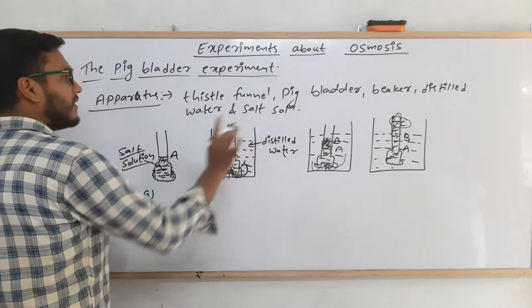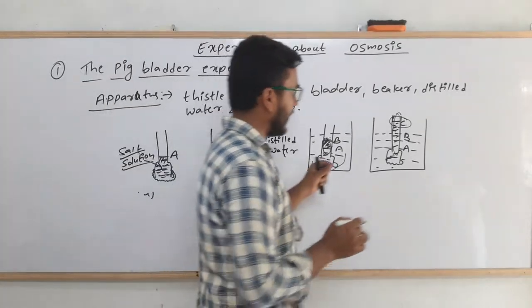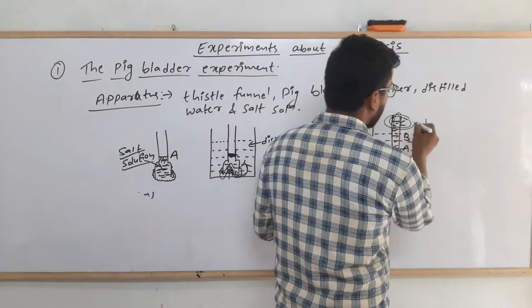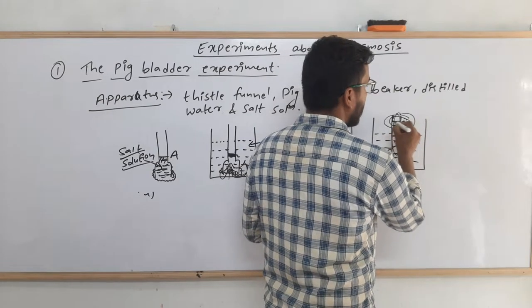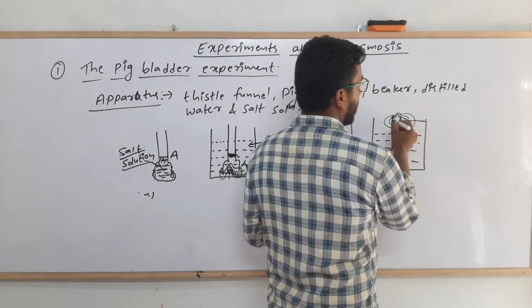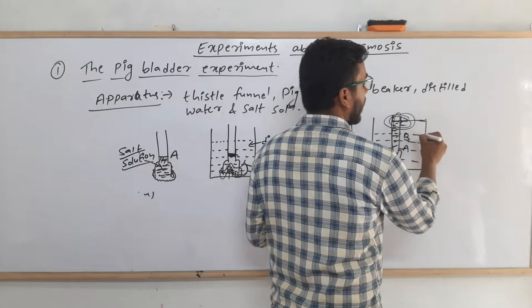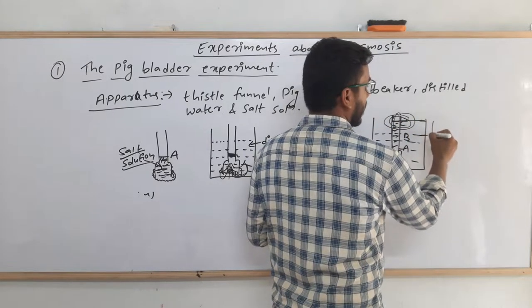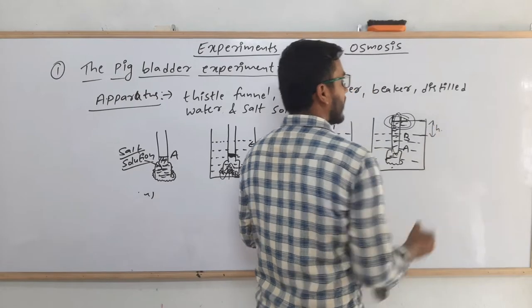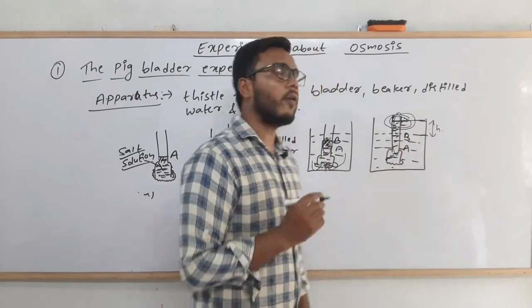Now, why does that stop? Let's understand why this phenomenon stops at C. Now see over here, this was the upper level of this salt solution, and this is the upper level of this water. We can measure this height. By measuring this height, we can measure the weight of the liquid.